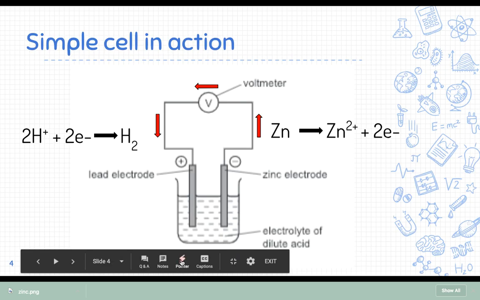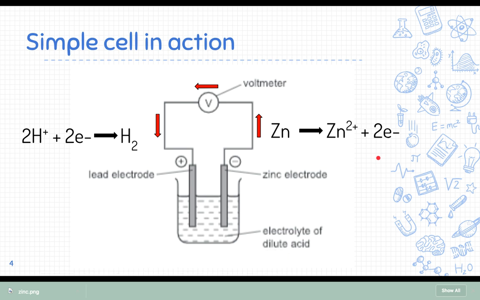So let's have a look at a simple cell in action. Let's take this one. We've got a zinc electrode and a lead electrode over here, and we're going to have a look at the fact that a chemical reaction happens which gives out energy in the form of electricity.